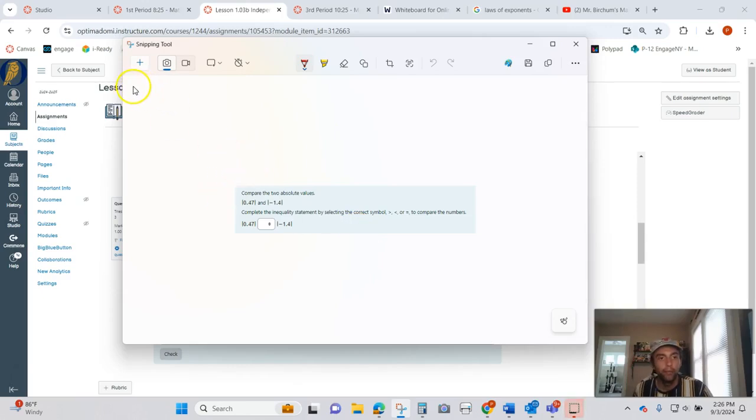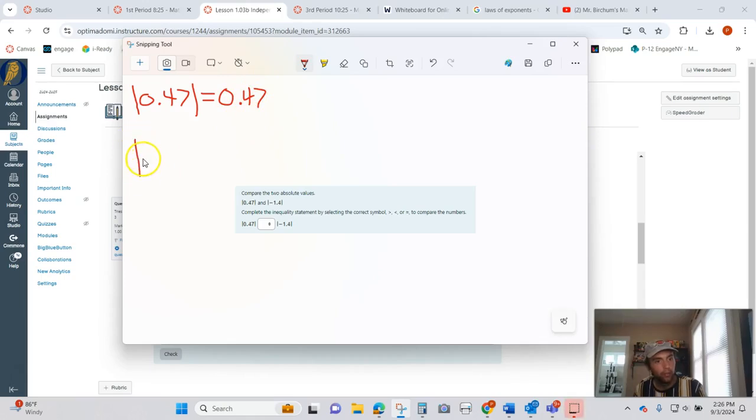We know that absolute value is asking us to find the distance away from 0 a number is. So the question, when it asks us to find the absolute value of 0.47, it's asking us how far away is 0.47 from 0. Well, 0.47 is 0.47 units away from 0.